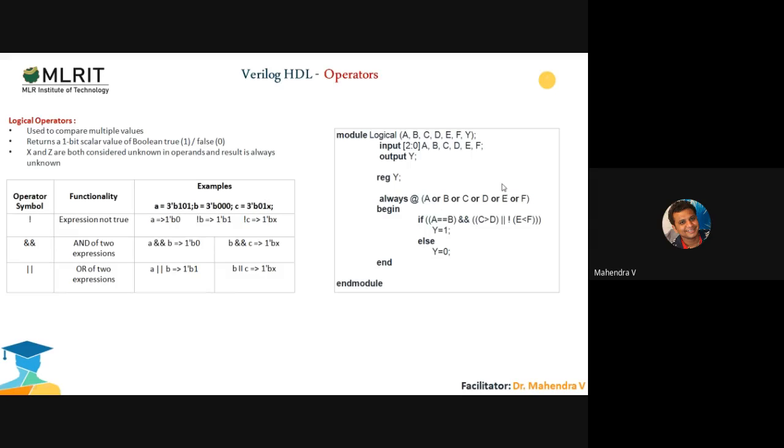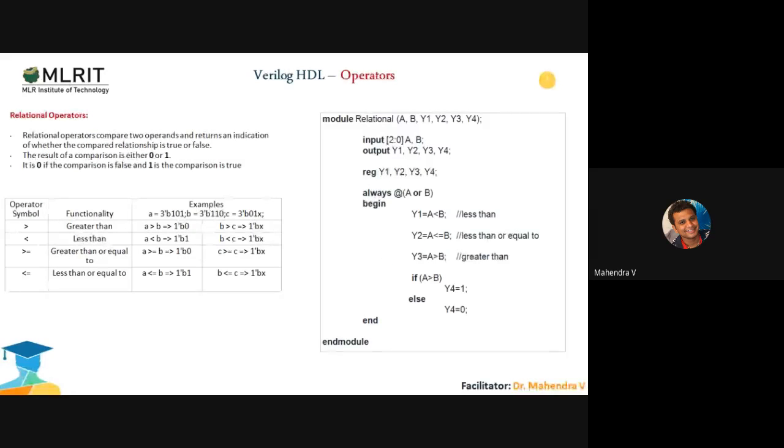Okay, I hope you understood this, and let us move to the next. Next is the relational operator. If you want to compare not only equality but also greater than, less than, greater than or equal to, less than or equal to, then we use these symbols. These are another kind of operators: greater than, less than, greater than or equal to, less than or equal to. Now this is the program example.